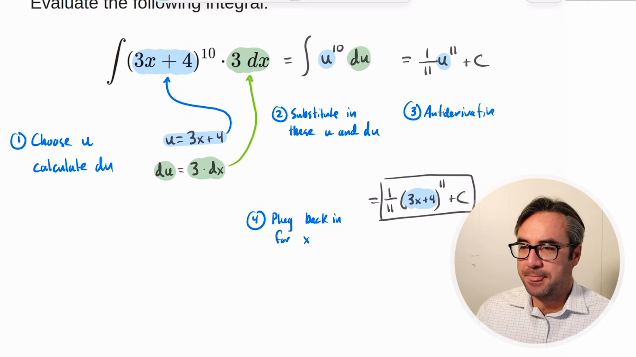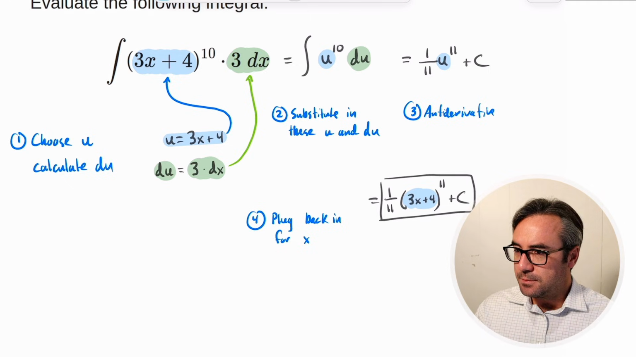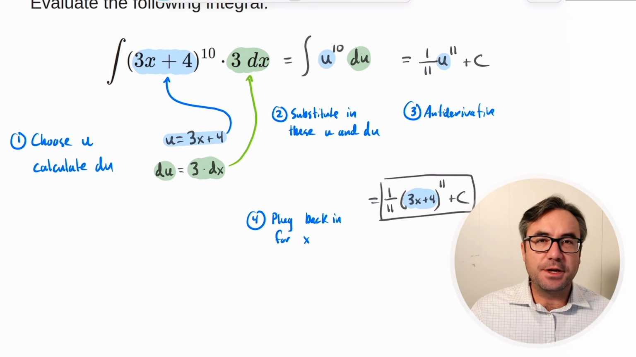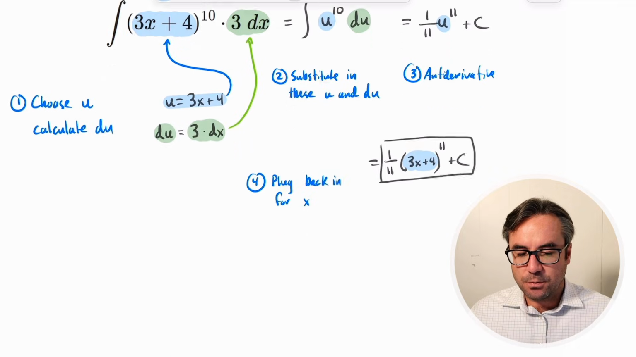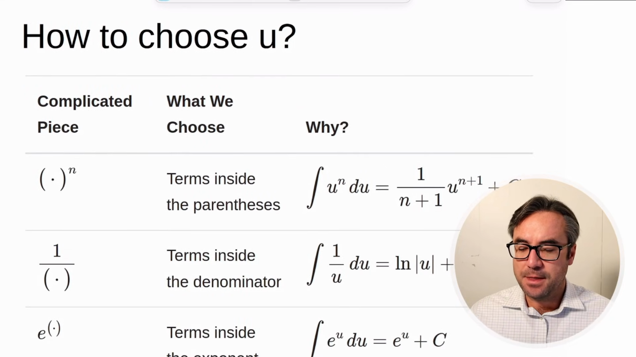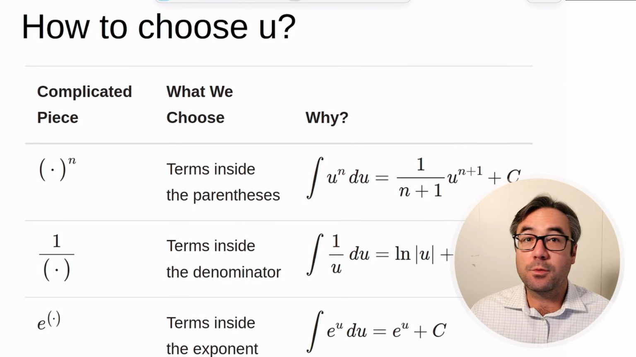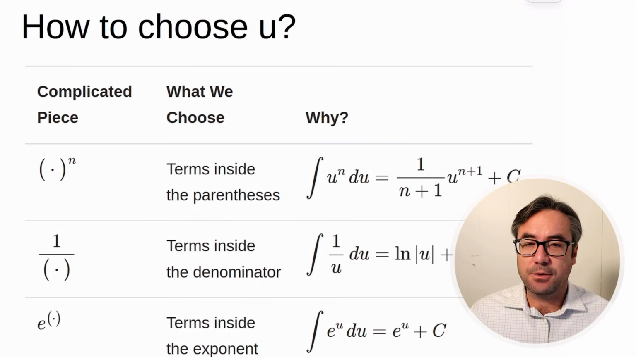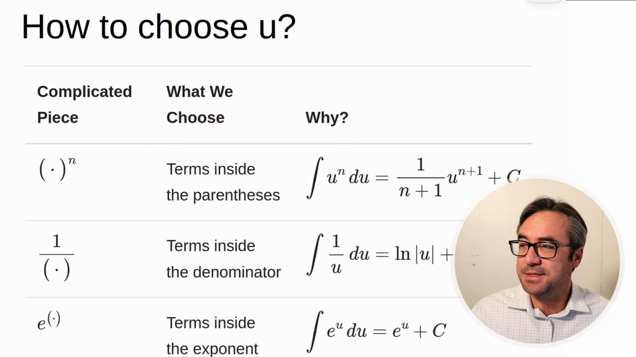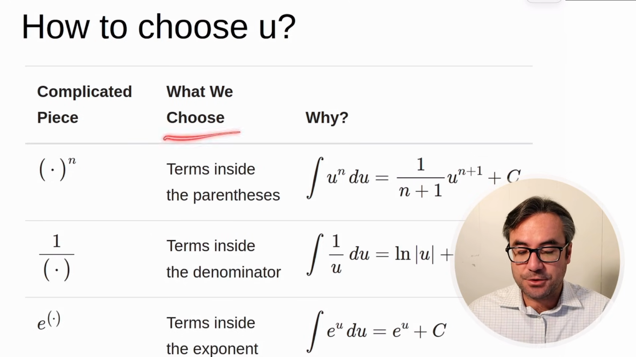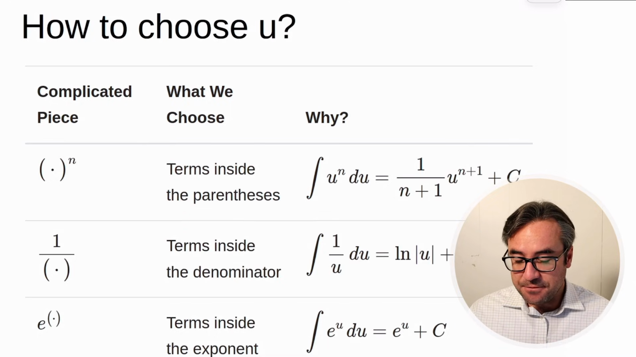All right, so let's try another example. Really, it just comes with practice. So in class, we'll go through some of the strategies on how to pick u, but generally, you're looking for parentheses. So if you see something in parentheses raised to the power n, like we had in that last example, you're going to let u be the term inside the parentheses.